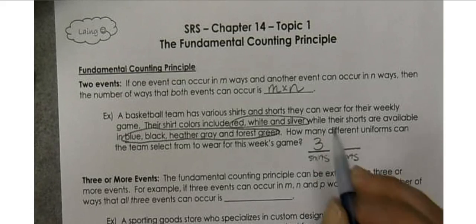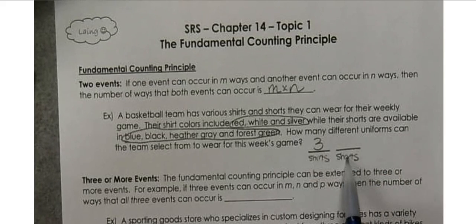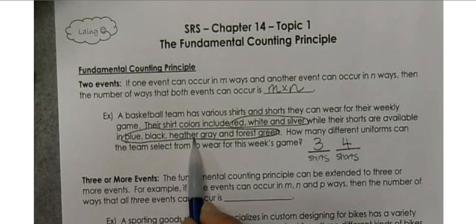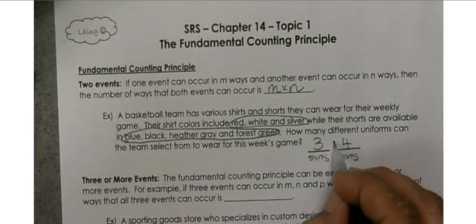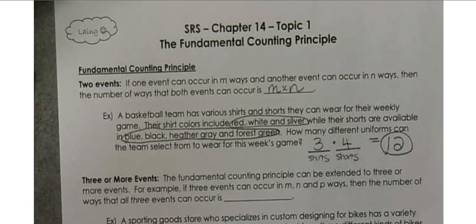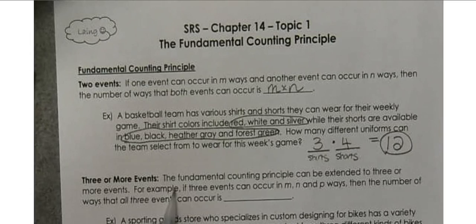How many different shirt choices are there? 3: red, white, and silver. How many different short choices are there? 4: blue, black, heather gray, and forest green. We multiply those together and we get 12. That's literally it. And you can extend this to 3 or more events.